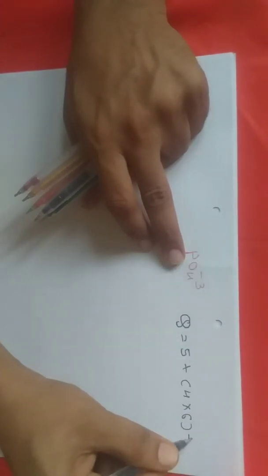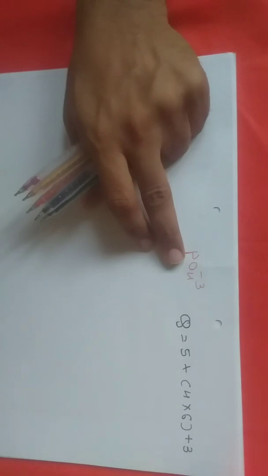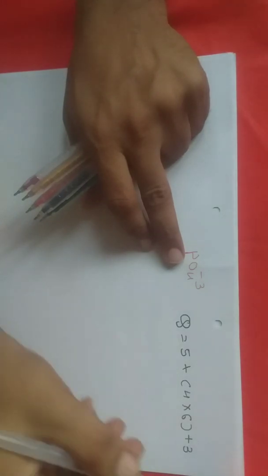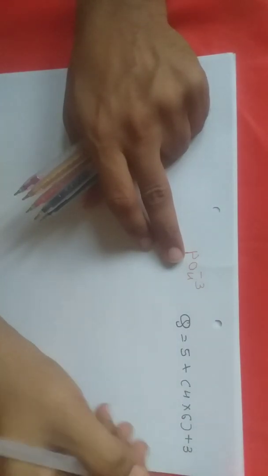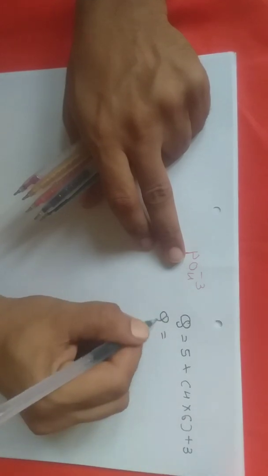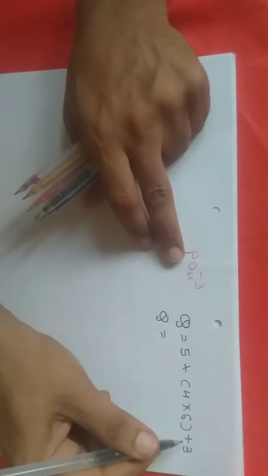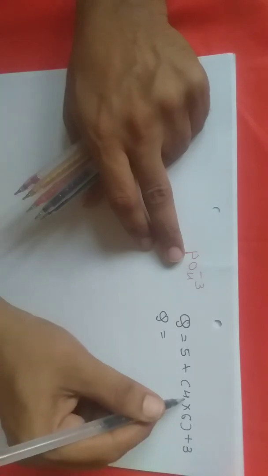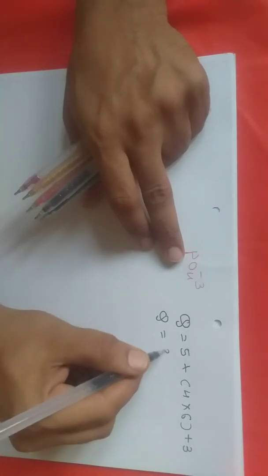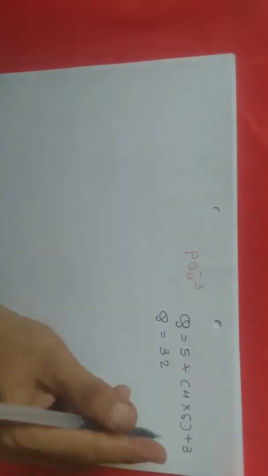So I have to add plus 3. So the total number of valence electrons is 5 plus 24, 29, plus 3, 32. So the total of 32 is the valence electrons.